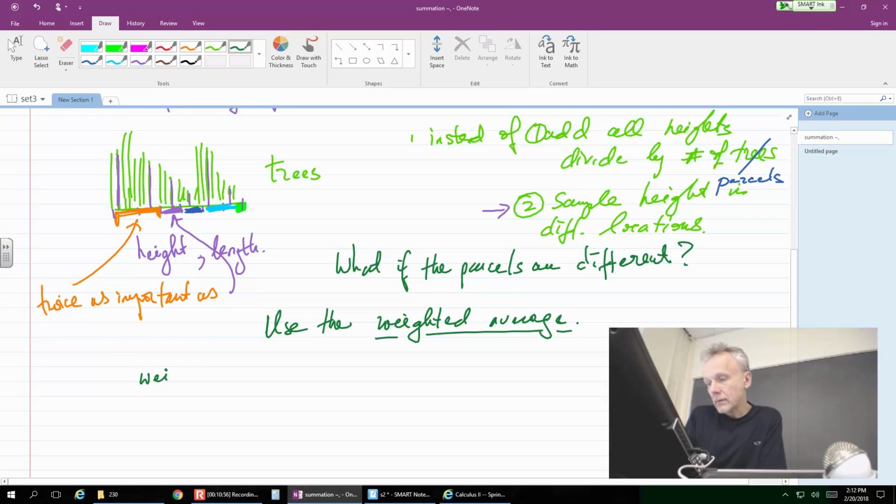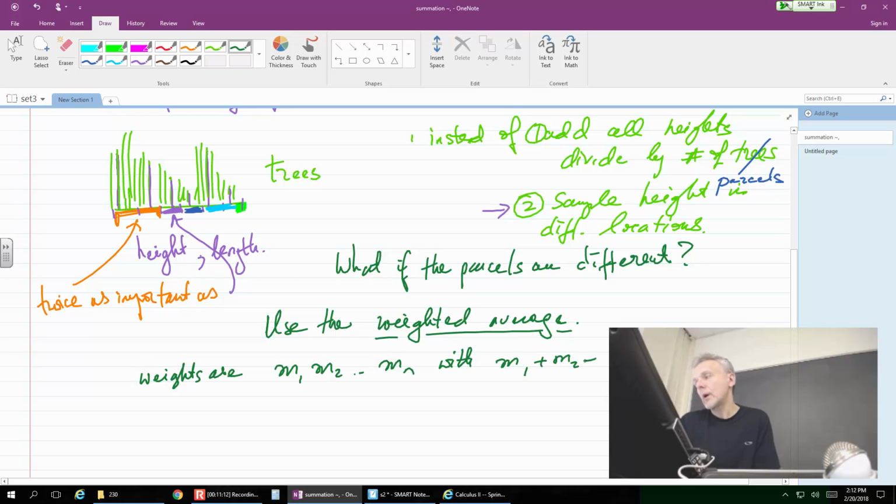In other words, this is what we are talking about. The weights are m1, m2, ..., mn. What is so special about them? They have to add up to 1: m1 plus m2 plus ... plus mn is equal to 1. And then the weighted average is the sum m1 x1 plus m2 x2 plus ... plus mn xn.